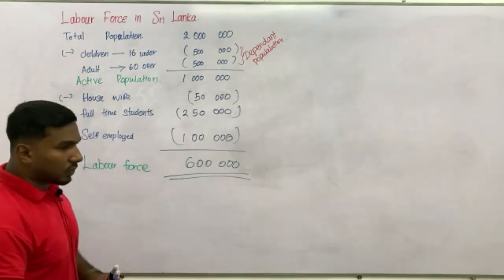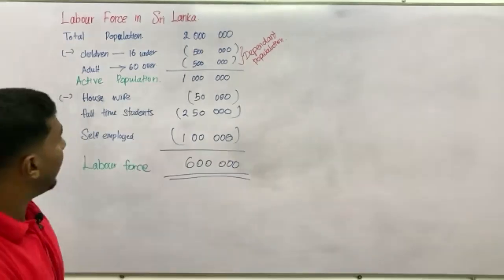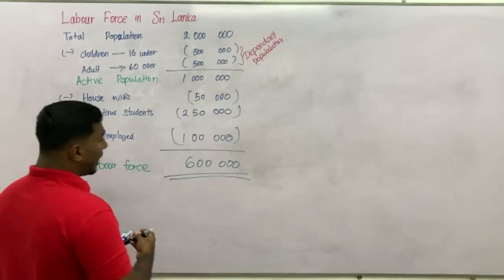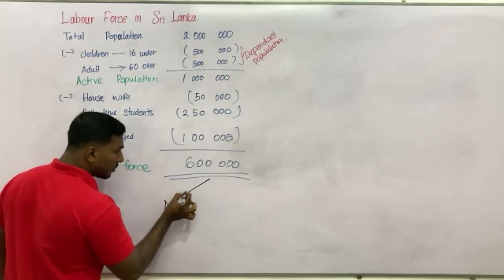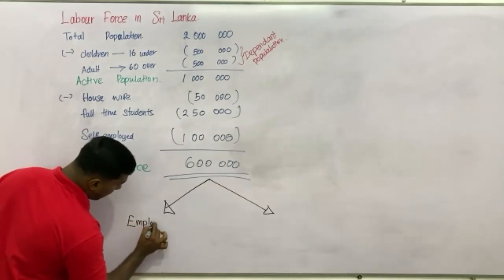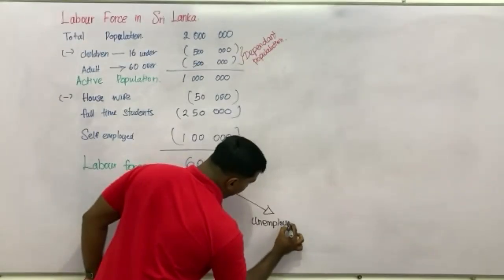Labor force is what? You can do the work, which means you can go to a company and join as an employee and work under them. Labor force. Okay, so this is how you can get the labor force. So this labor force can be categorized into two: employment and unemployment.